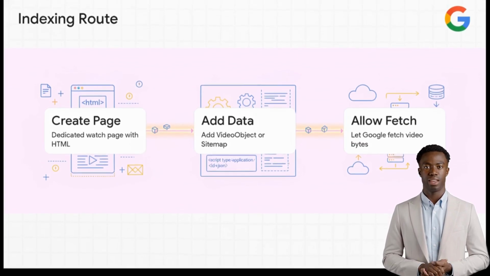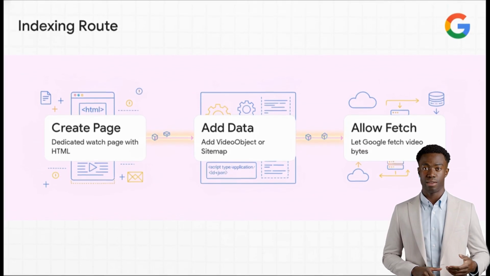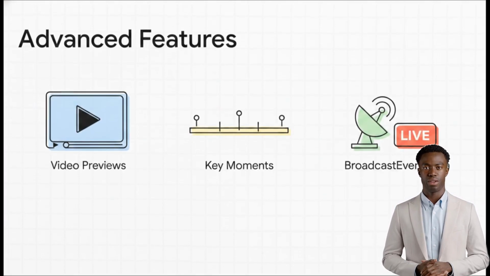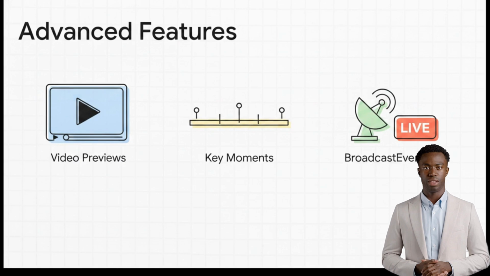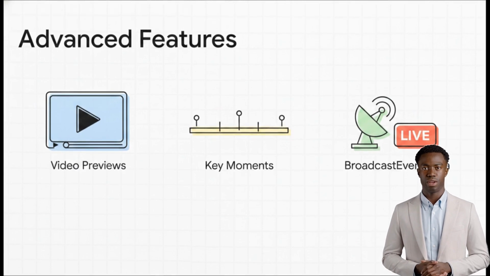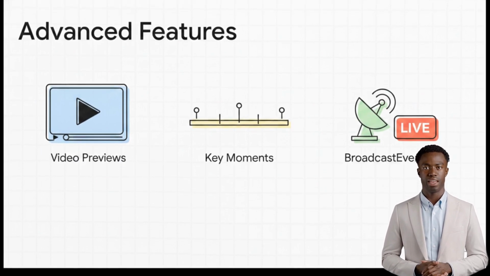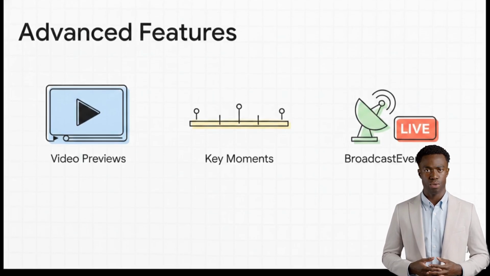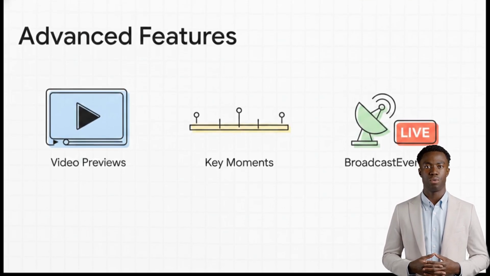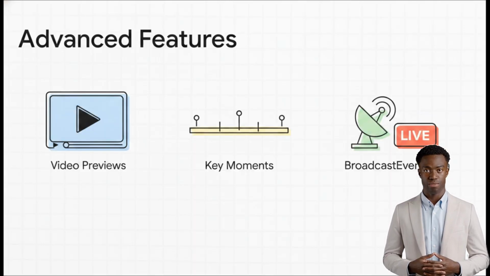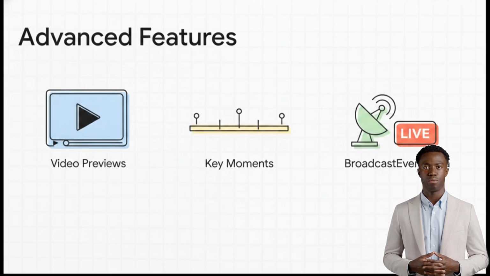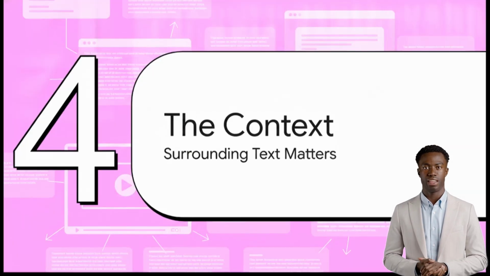Make sure you aren't accidentally blocking it in your robots.txt file. And once you allow Googlebot to fetch those actual video bytes, you unlock the really cool stuff. Incredible search features. You can enable those moving video previews using the max video preview tag. You unlock key moments which act just like chapters in a book. You can let Google generate those automatically or set them up manually using clip or seek to action structured data. Plus, if you're broadcasting, throwing in broadcast event structured data gets you that super eye-catching red live badge in search.